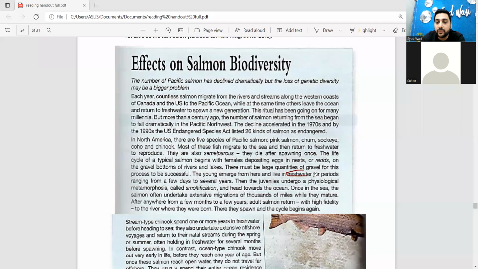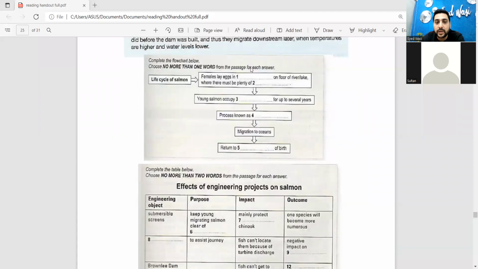And another clue is for periods ranging from a few days to several weeks. Let's go back there. For up to several years. So ranging from a few days to several weeks, that means several weeks, maybe even many weeks, as long as a year or many years. Acha. Are my explanations clear to you, all of you, friends? Yes or no? Yes. Acha.